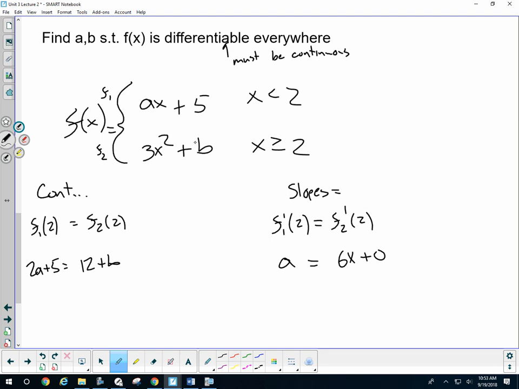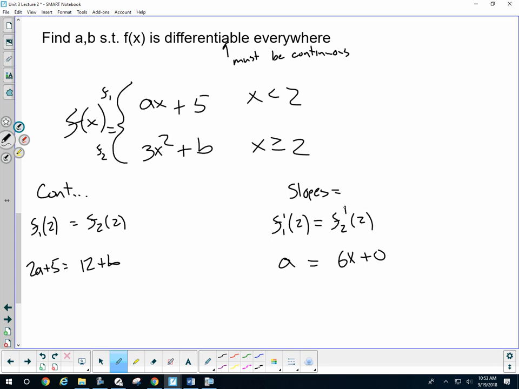That b, yes, it's a variable. However, it's a constant, really. The variable is x, and we try to find this number. B is a number, so the derivative of a number is 0. So I have a equals 6x, but I don't really have a equals 6x because it's not 6x. This is the derivative of x.